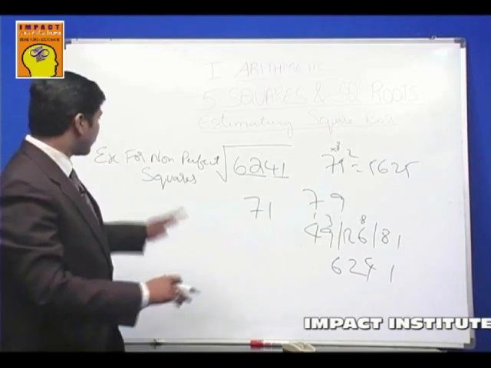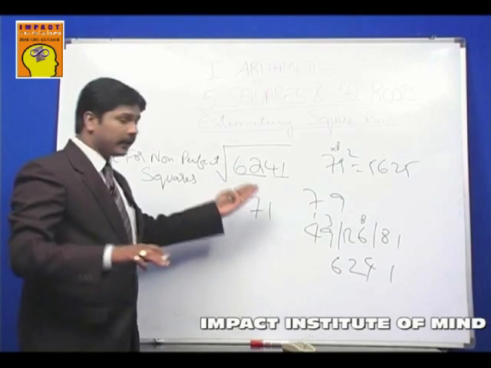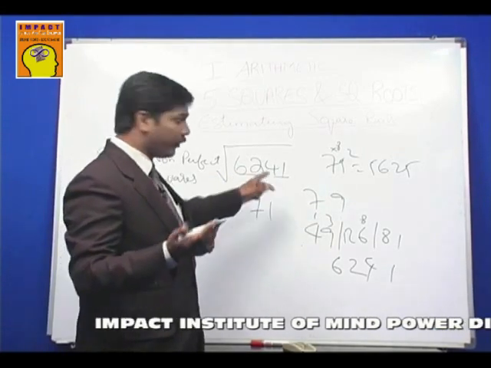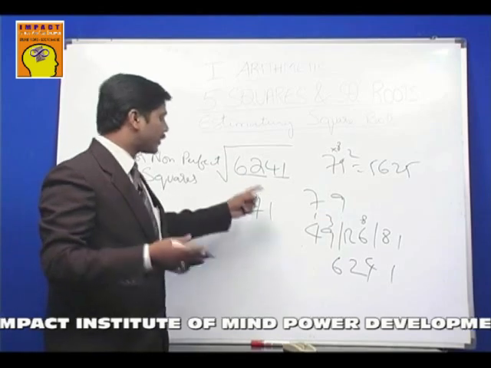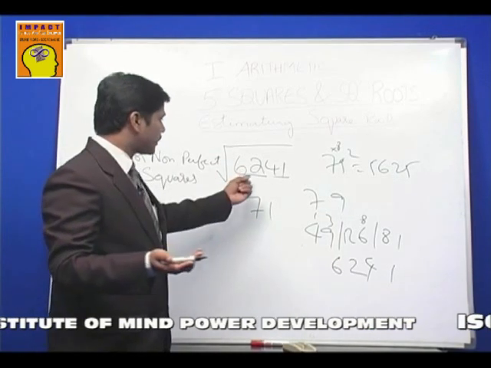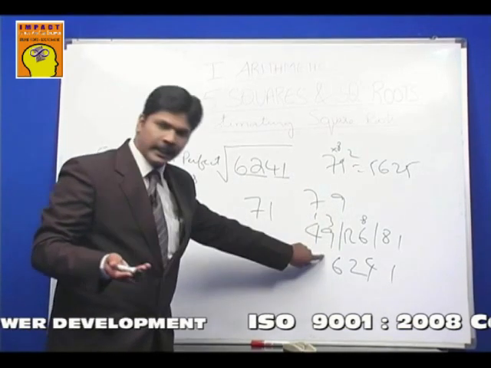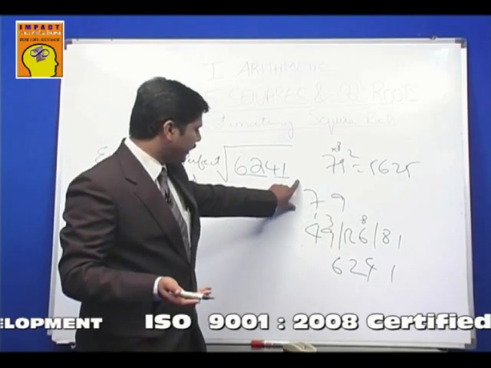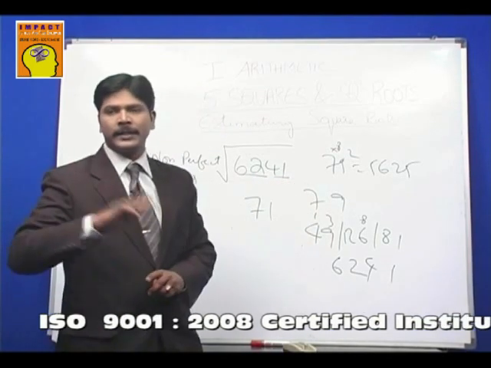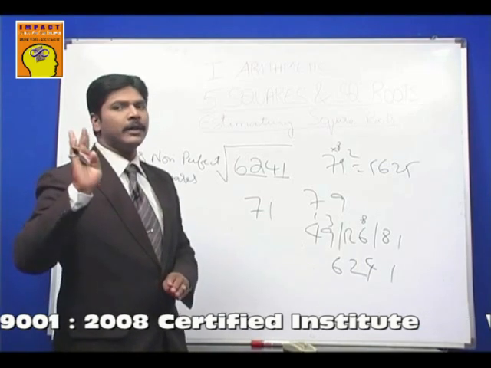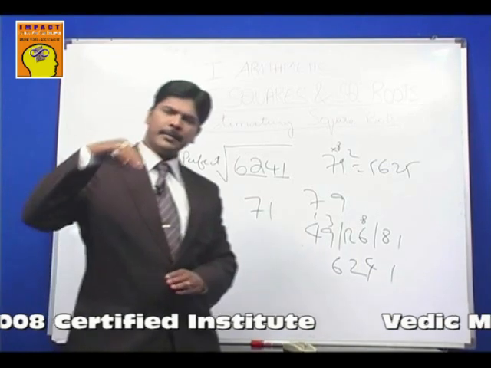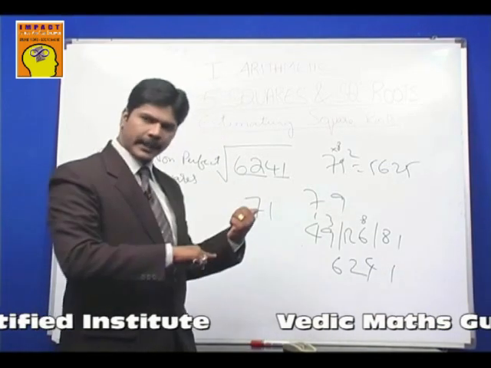So just in case, if you don't know whether the given number is a perfect square or not, we need to first do this, and then we got 79. Then you have to check immediately: if you multiply 79 into 79, you must get 6241. If you don't get 6241, then that's not a perfect square number. Then how do you estimate for that? I'll show you in the next concept.